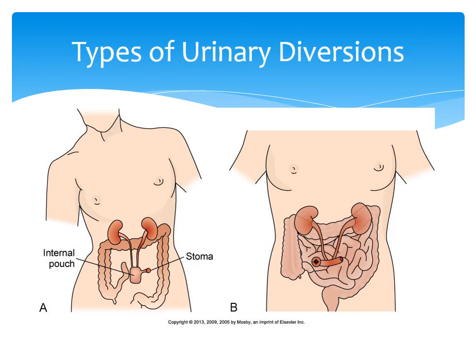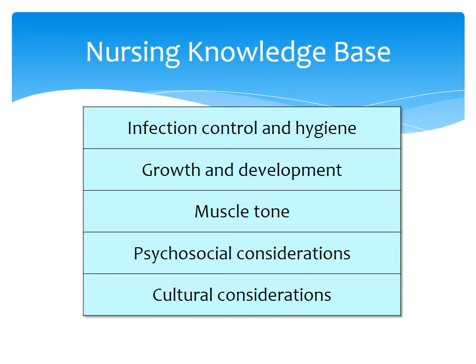Here are the different types of urinary diversions, and I will let you look at that in your book. Some nursing knowledge that you need to know. It's very important that we have infection control methods in place to avoid UTIs from occurring. So the urinary tract, as mentioned earlier, is sterile. That's why anything that goes in there has to also be sterile.